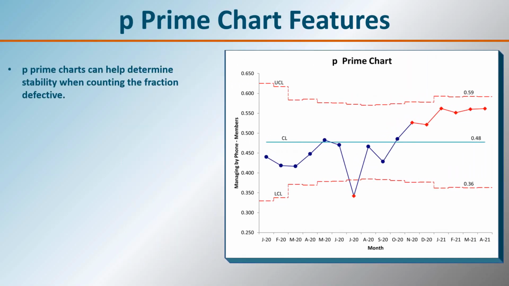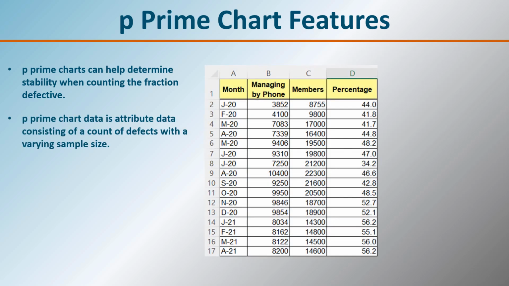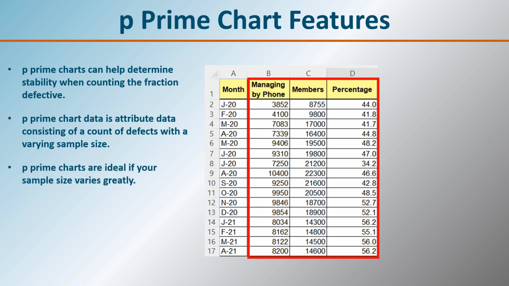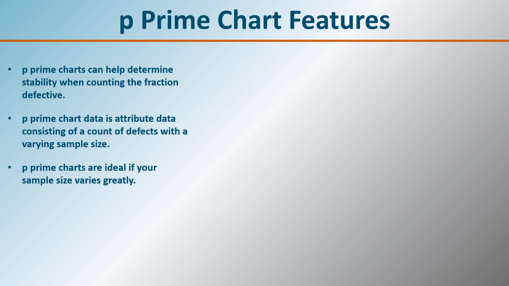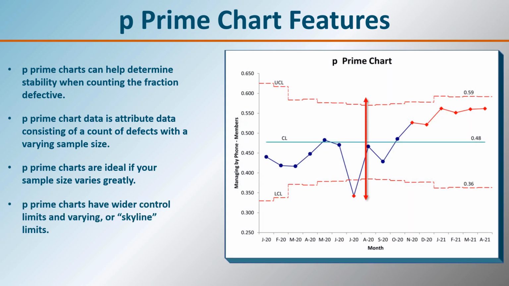P-prime charts can help determine stability when counting the fraction defective. P-prime chart data is attribute data consisting of a count of defects with a varying sample size. P-prime charts are ideal if your sample size varies greatly. P-prime charts have wider control limits and varying or skyline upper and lower control limits.